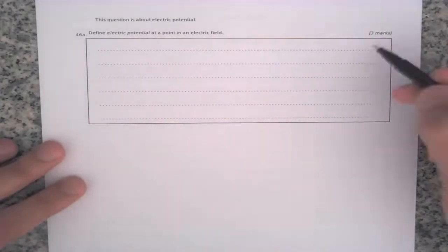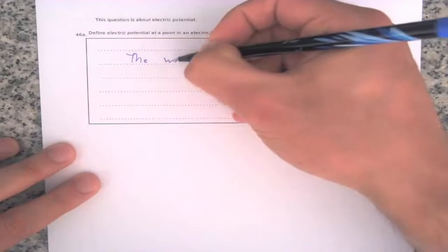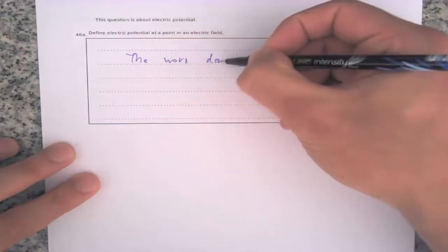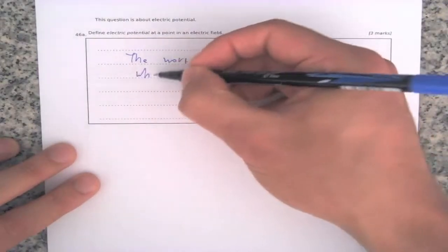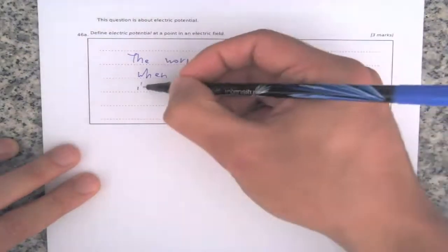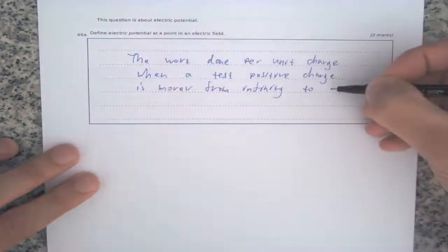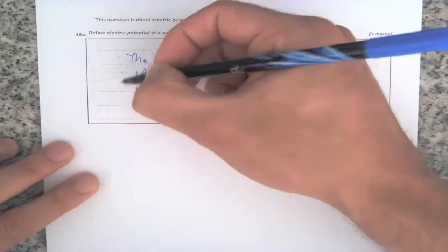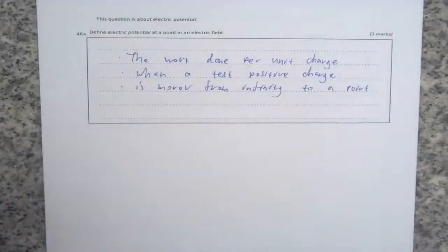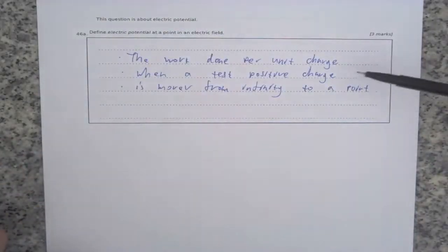Now the next one says define electric potential at a point in an electric field. Again, here is a definition that we cannot lose marks from. So 3 marks, so we have to make 3 points. First, you say the work done per unit charge when a test positive charge is moved from infinity to a point. And these are the 3 points that you need to make in order to state this definition correctly.